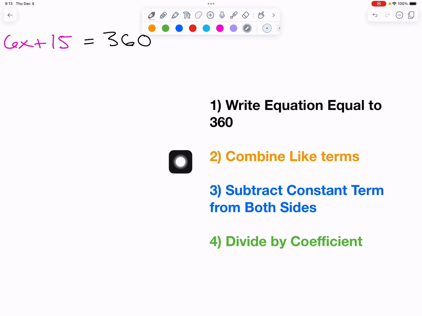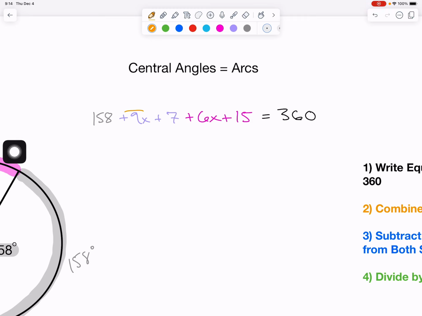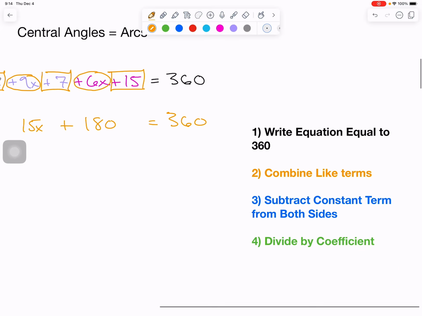So we wrote the equation equal to 360. The next thing we need to do is combine like terms. We are simply using all of that algebra skills. I'm going to circle the 9x. I like to start with terms with variables first, and I can combine that with the 6x there. 9x plus 6x gives us 15x. I will box my 158. Plus 7 is 165, plus 15 equals 180, which equals 360 degrees.